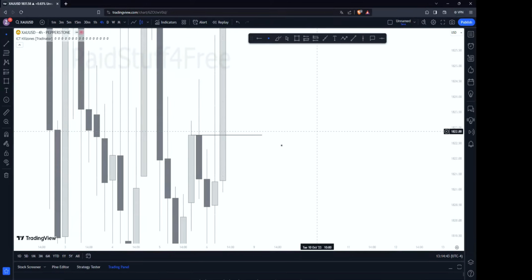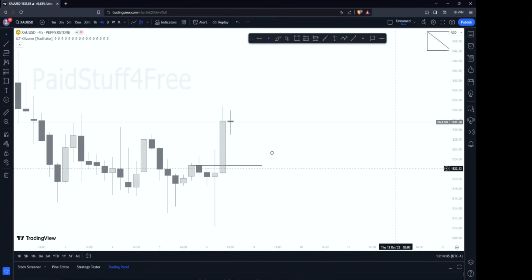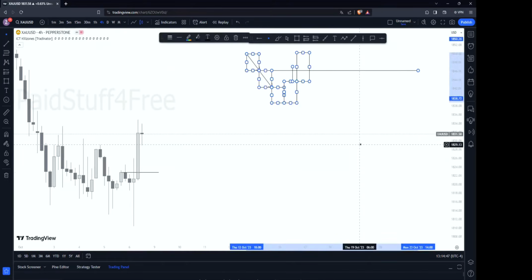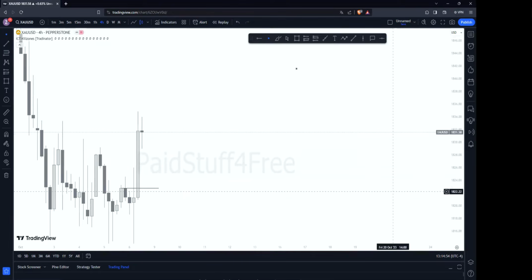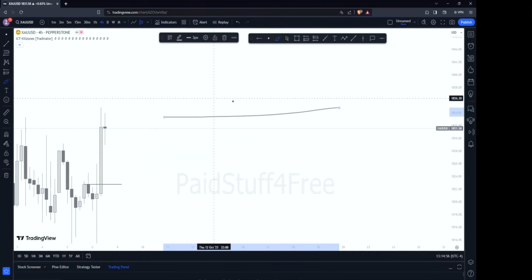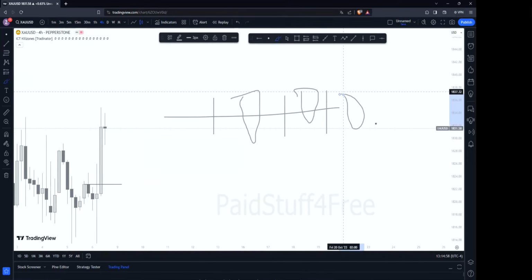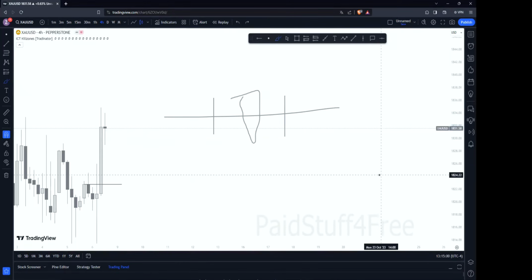So once it breaks it, it makes it fresh again, another time. Understood? Yes. Okay. So how many times can this happen? How many times can a level get touched by a wick, wick, wick? Infinite? No. Okay, we have a rule to this, guys.